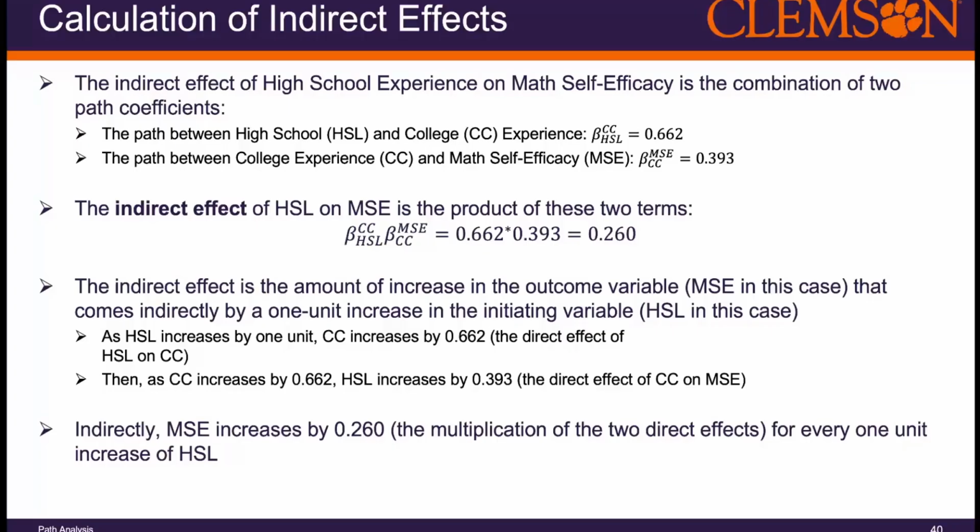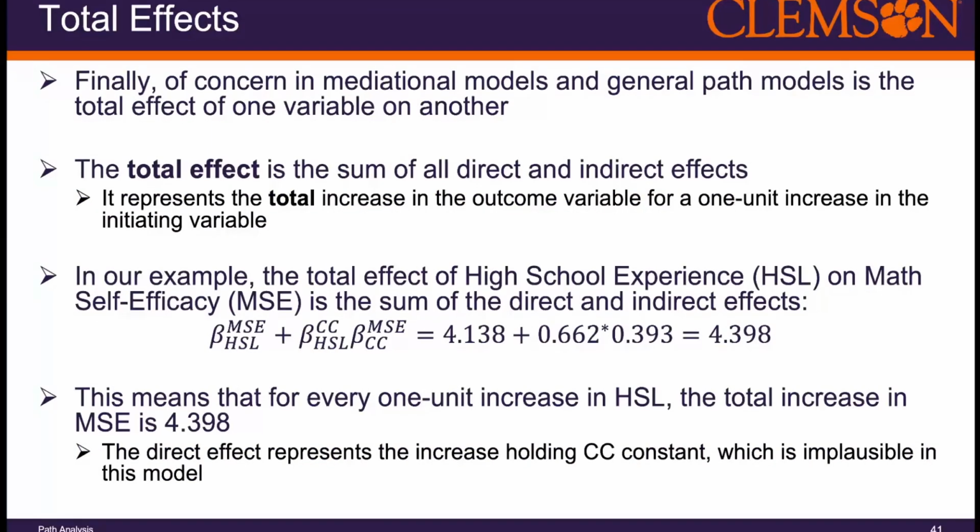As high school math experience increases by 1 unit, college credit hours increases by 0.662. And then, you can see the rest of it. We've just been over that. Finally, we could take the indirect effect and the direct effect and describe something called the total effect. The total effect represents the total increase in the outcome variable for a 1 unit increase in the initiating variable. So in this case, it's the sum of the direct and indirect effects.